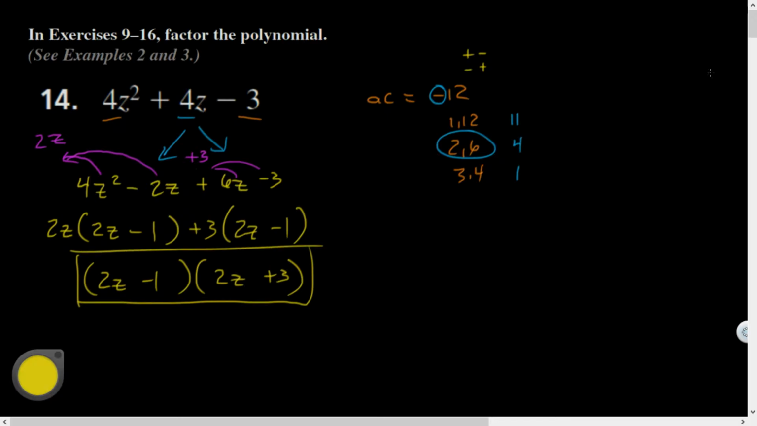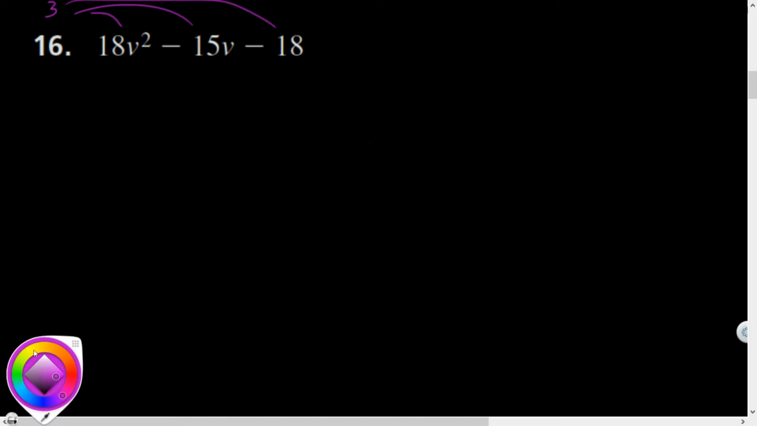I'm going to do a couple more of these. Here we go. So about this problem, before I start multiplying 18 times 18, I'm going to want to steal. I think the biggest thing that goes into 18, 15, and 18 is 3. And so I'm stealing a 3 from all of those. And that's going to make all my numbers smaller, thereby making my factoring easier.